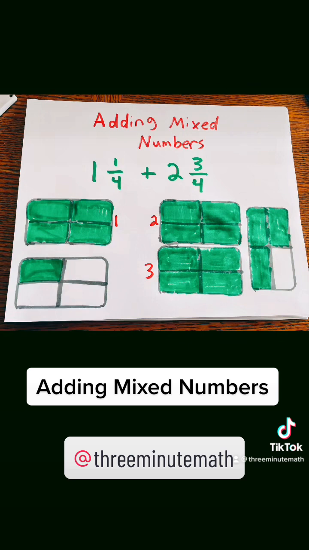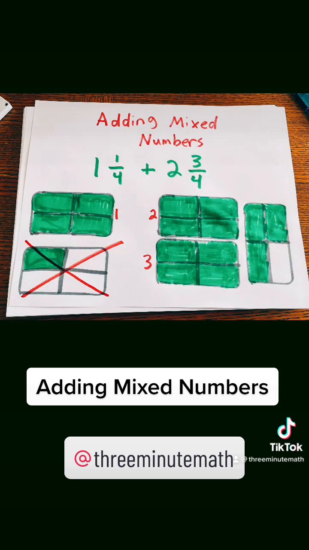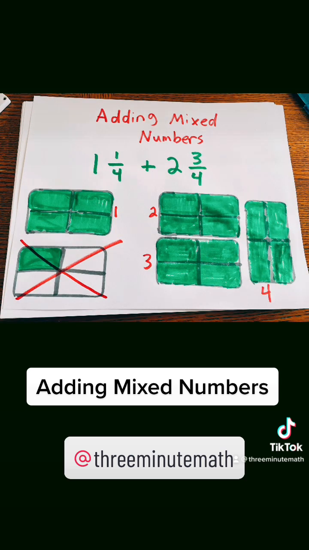I can see right now that I have three wholes completely covered in, so I'm going to count those right off the bat. The next thing I see is that I have 1/4 that I can actually move over to that empty spot in 3/4, and that will give me my fourth whole. So 1 and 1/4 plus 2 and 3/4 equals 4.